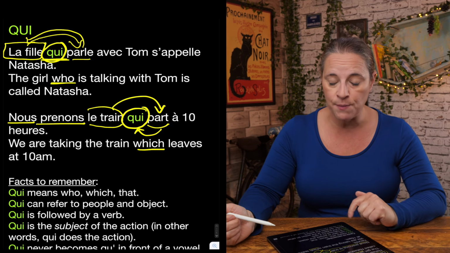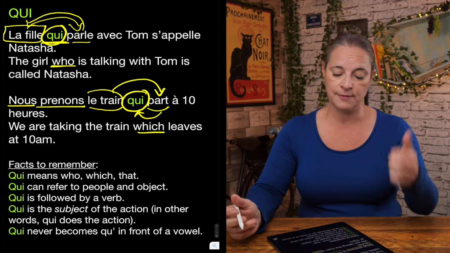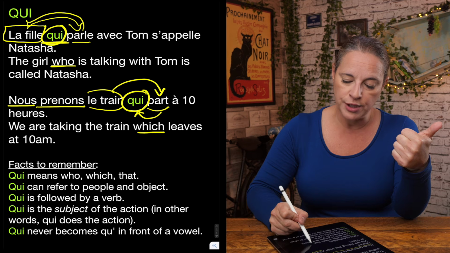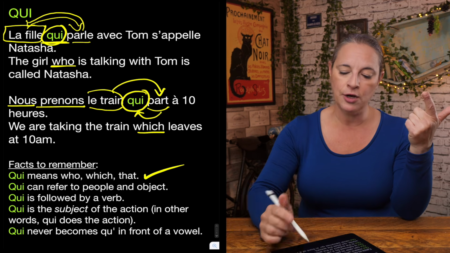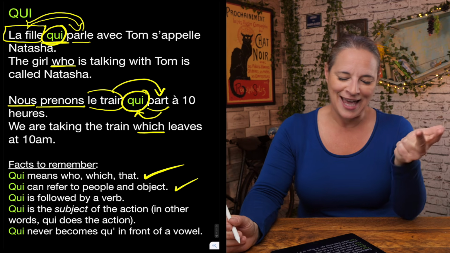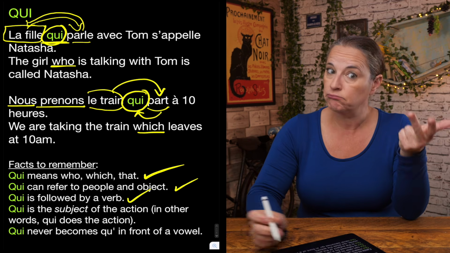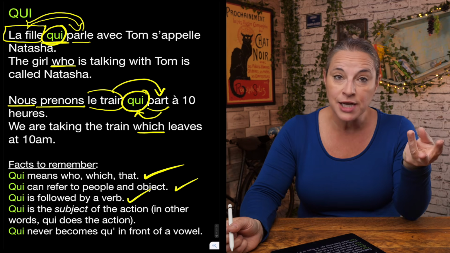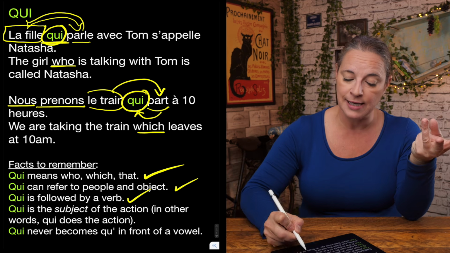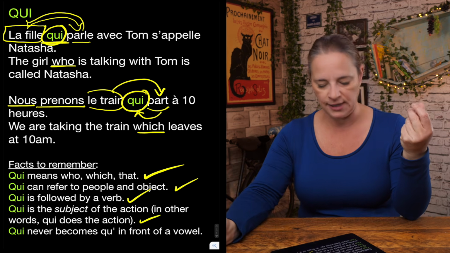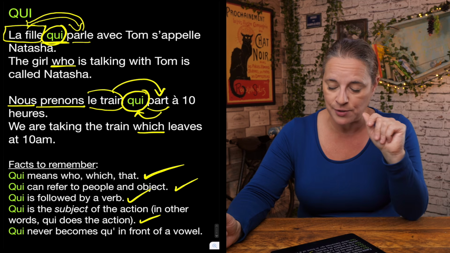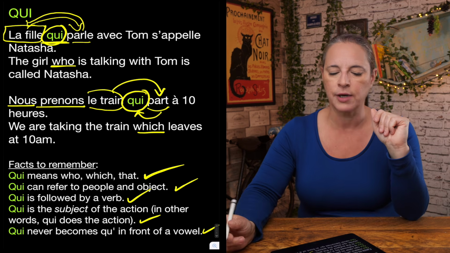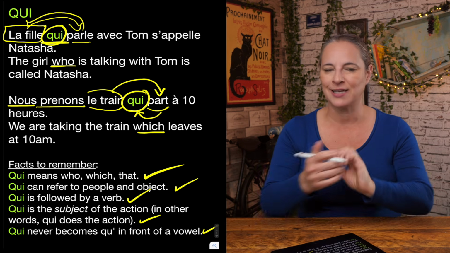So, what you need to remember about qui is that it means who, which, or that. Tick. It can refer to people and object. Tick. Qui is followed by a verb. Tick. Qui is the subject of the action. In other words, qui does the action. Tick. Qui never becomes qu', Q-U apostrophe, in front of a vowel, okay? So you can't contract it, okay?